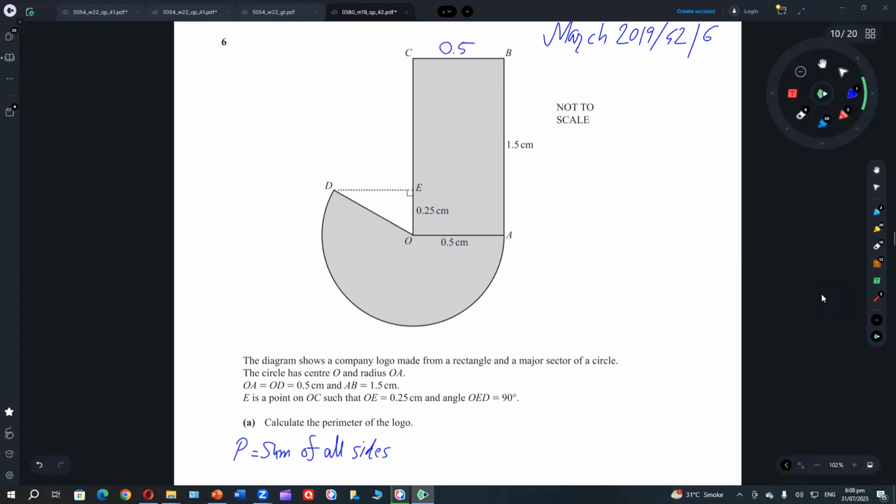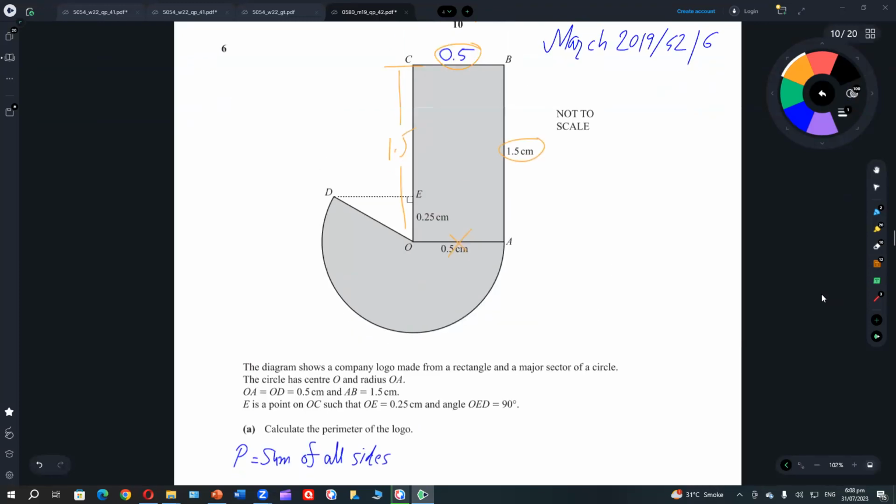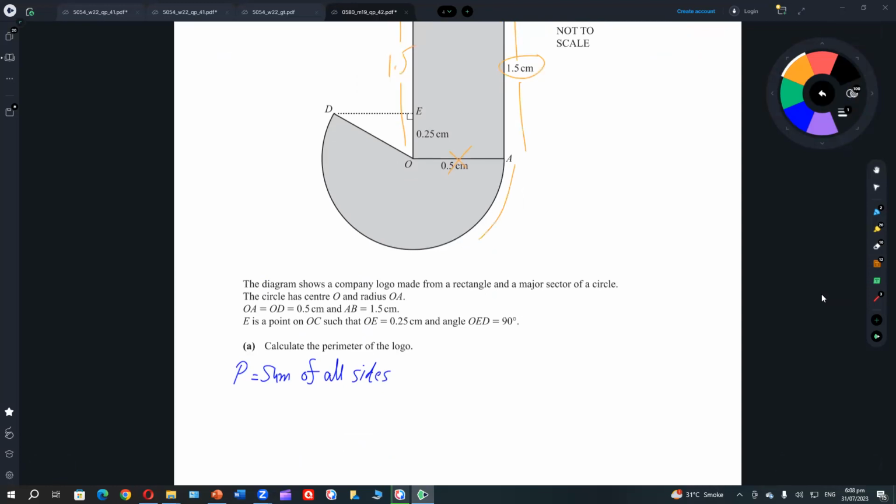And I have a 1.5 also. Remember you have to consider only the exposed sides. So first make this concept that I will not take this side. I will take this side, I will take this side. And if it is 1.5, there will be a 1.5 on this side also. Now I have 1.5, 1.5, 0.5. I have these three sides. Now the problem comes here because I don't have this side, this big arc length.